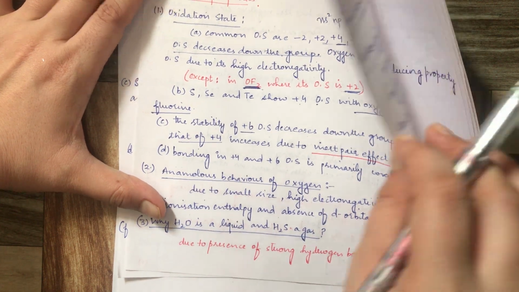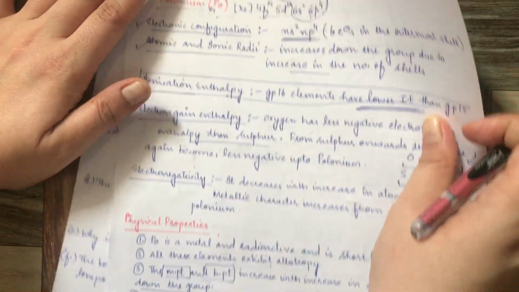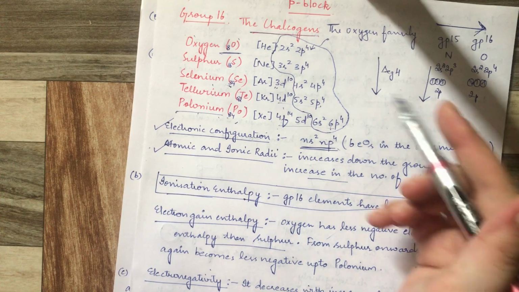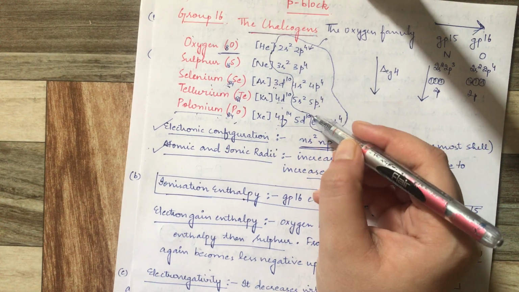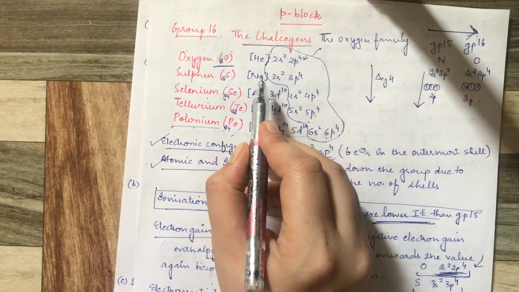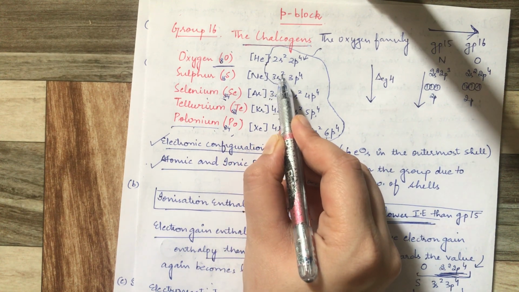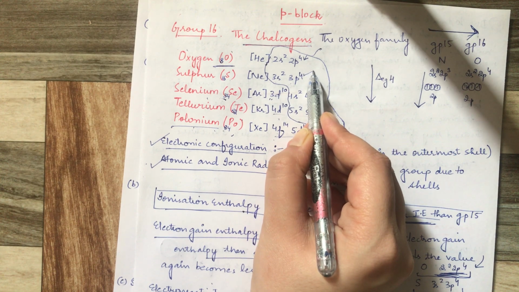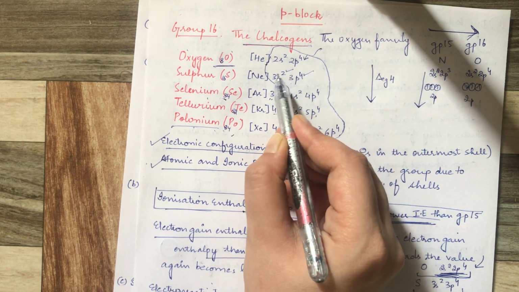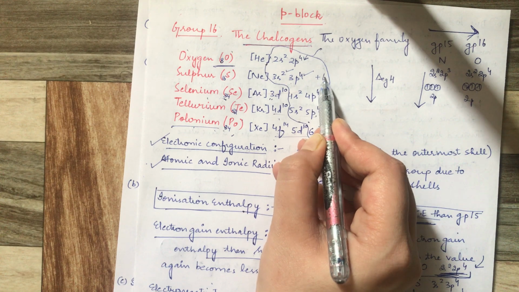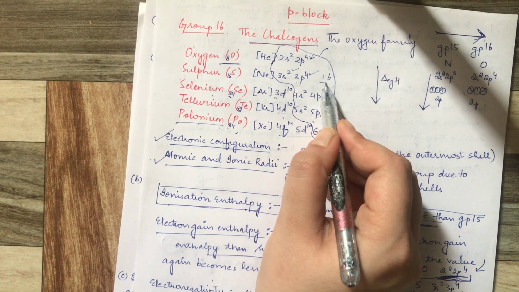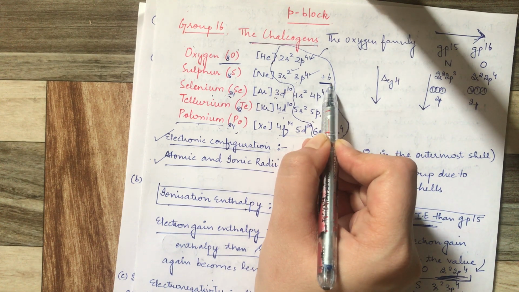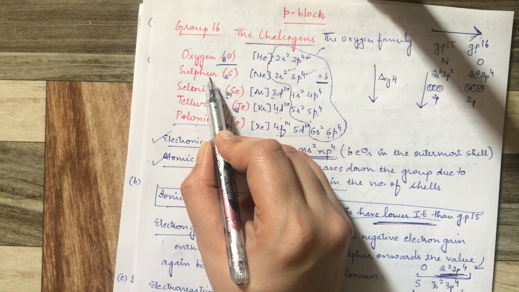inert pair effect. So I again come to the electronic configuration to recall what the inert pair effect is. Now we will talk about sulfur and tellurium. Sulfur has the electronic configuration 3s2 3p4. It will lose these 4 electrons and 2 electrons and hence exhibit the +6 oxidation state. So the +6 oxidation state of sulfur is more stable.